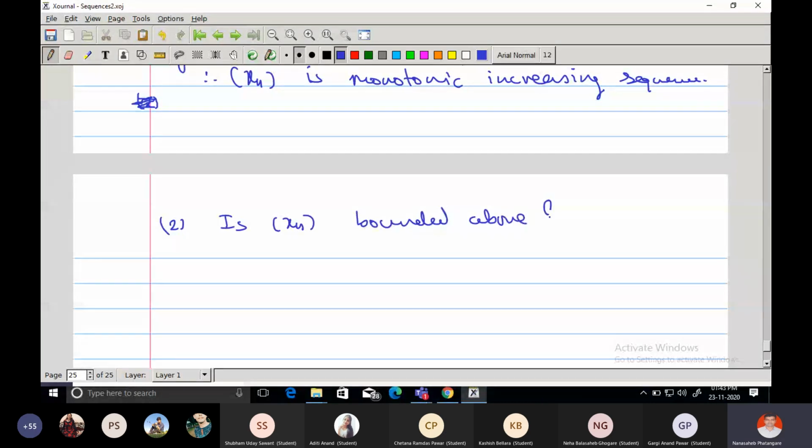So now let us check whether it is bounded above. What is x1? Root 2. What is x2? Square root of 2 root 2. Can I say that this x2 is less than 2? Is it true?